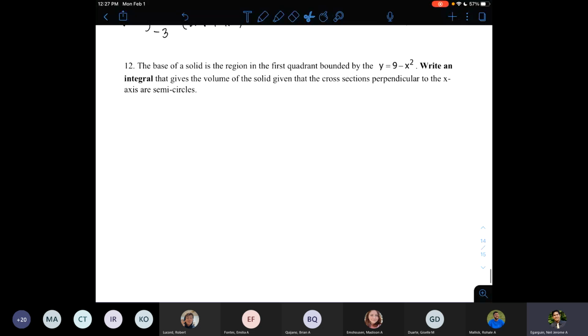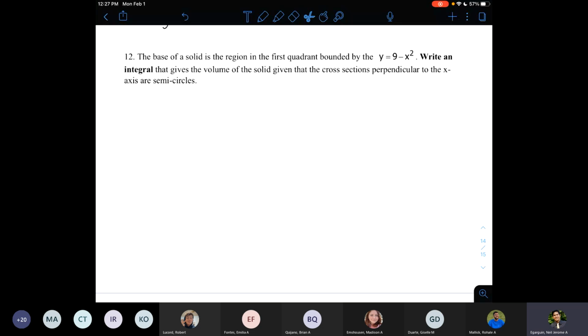Okay, so what do we need to find for problem 12? Problem 12 simply asks for an integral that gives the volume. So we don't need to calculate the volume. So once you have the integral, do not evaluate it unless you are specifically told to do so, to save time for, say, exams or quizzes. So I take note for problem 12, I only need the integral. No need to evaluate, right?